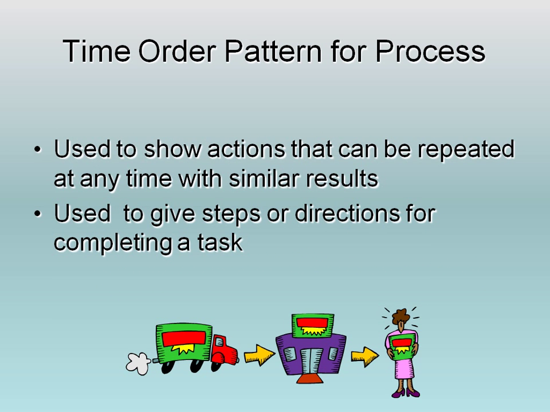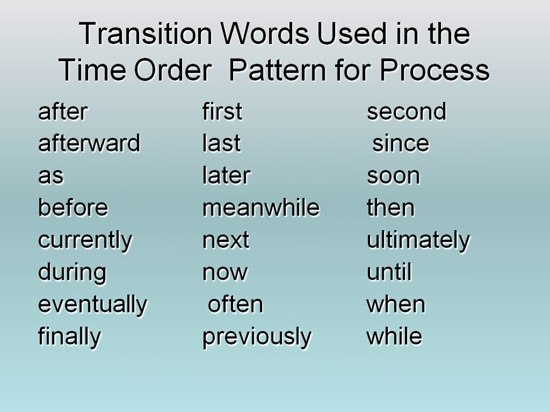The time order thought pattern for steps, stages, or directions shows actions that can be repeated at any time with similar results. This pattern is used to give steps or directions for completing a task. The following is a list of transitions used in the time order for process pattern. Read the list.